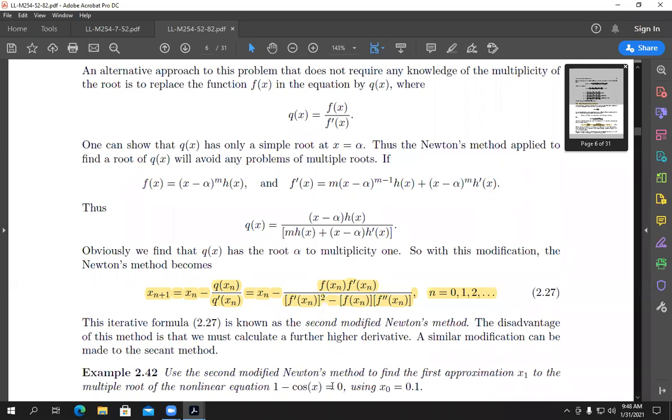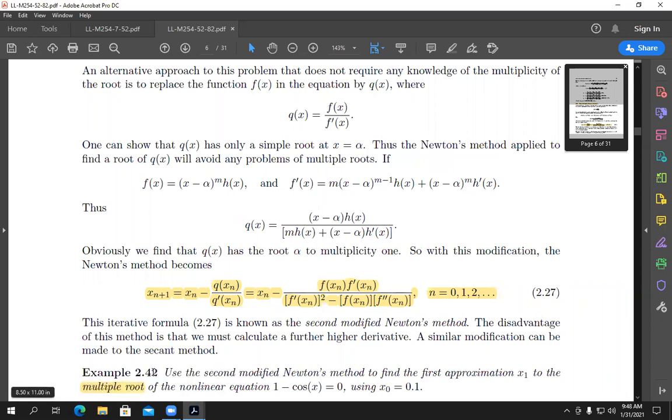He said find the second approximation, but I will not say second in the exam. I will never call it first modify and second. In the exam, always modify. I say use the modified Newton method to find the first approximation to the multiple root of this one. So what is the multiple root? He does not give it to you here. It means alpha is not given.